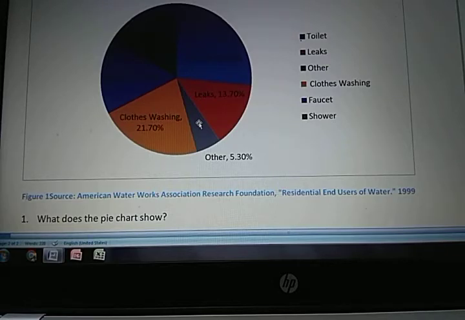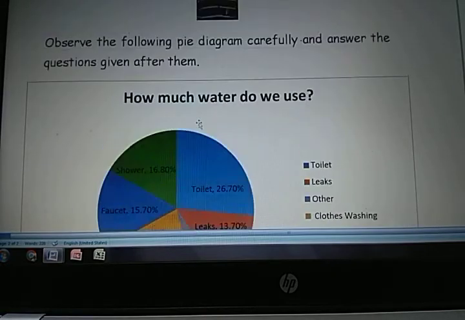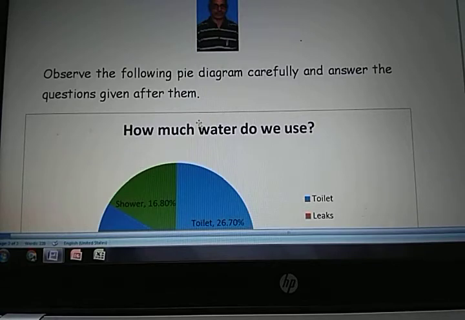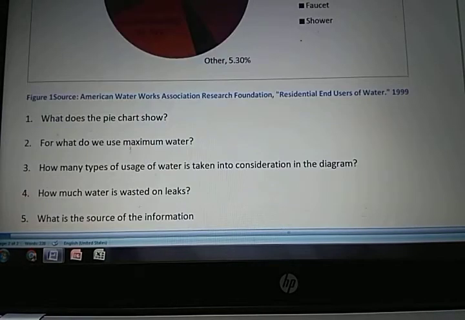So, what is the first question? What does the pie chart show? So, in the above chart, what information is given? How much water do we use? This is the information given in your pie chart.